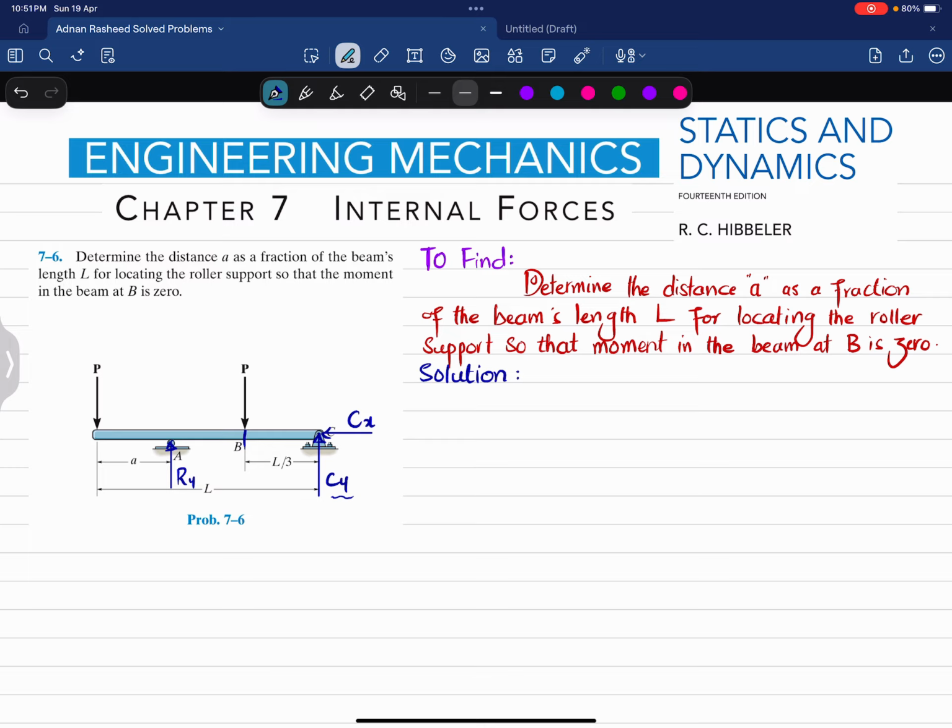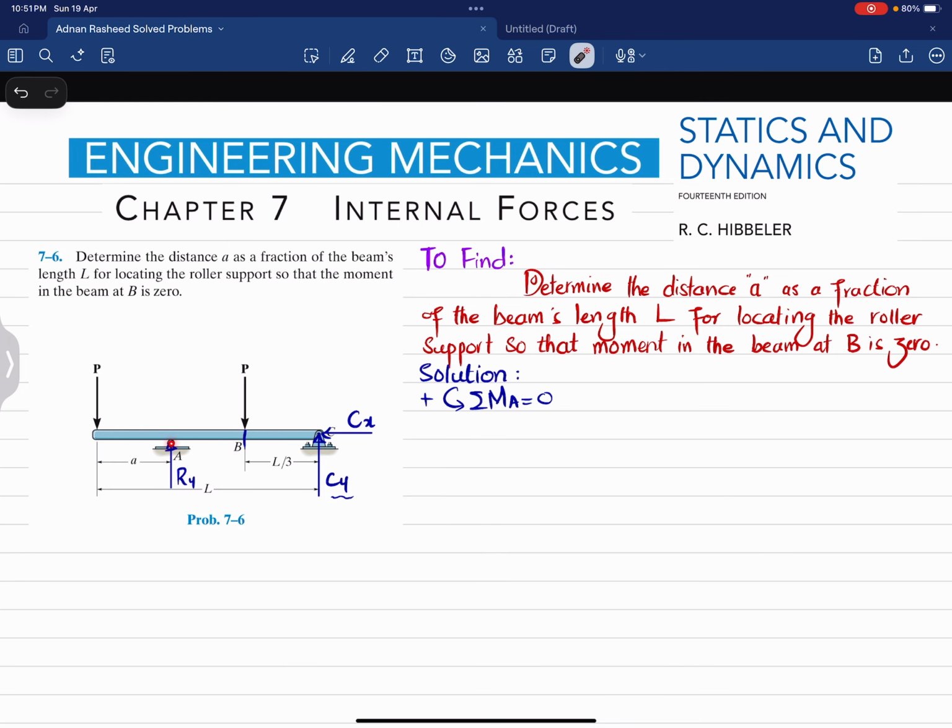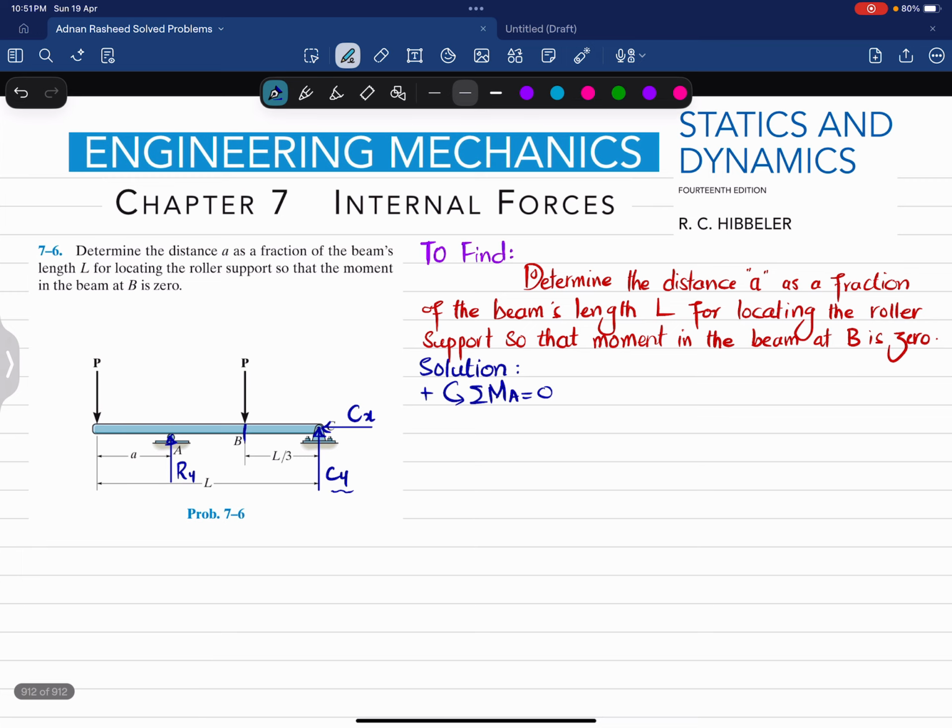For that we will apply the equation that the sum of all moments about point A is equal to 0, taking the counterclockwise moment as positive. About point A, the first moment is due to this load P, and the perpendicular distance is A. It is producing a counterclockwise moment, so it will be taken as positive. So I can write it as P multiplied by A.